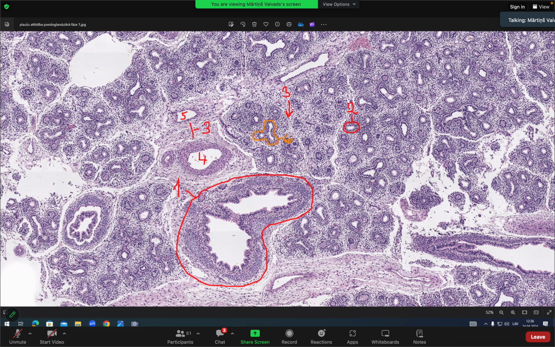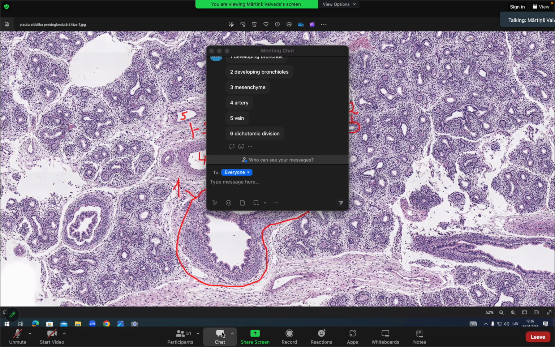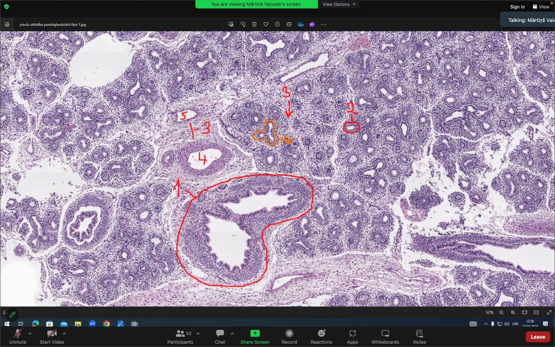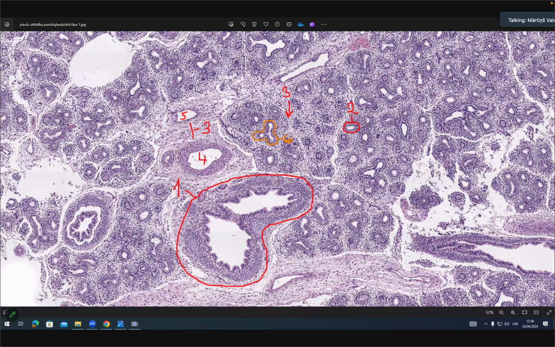So number 6, dichotomic division. Dichotomic division. So that means splitting into two. So you can have a bronchus that splits into two bronchi. You can have bronchioles that split into two. If you check the specific bronchiole, it resembles a toy called fidget spinner a little bit. So it has a similar look to it.